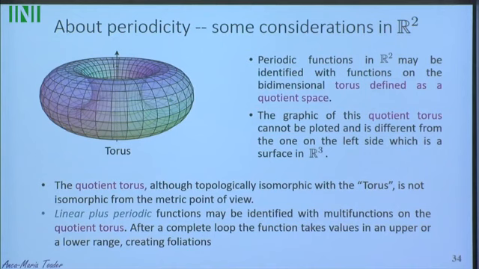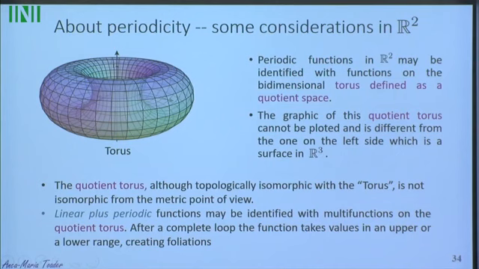So the torus, as I say, is defined as a quotient space, is not this one which is drawn here, because this quotient space you are not able to draw because it is a surface which is not embedded in R3. Okay? So the quotient torus, although topologically isomorphic with the torus, is not isomorphic from the metric point of view. And the functions that are linear plus periodic may be identified with multifunctions on the quotient torus.